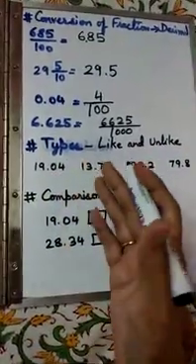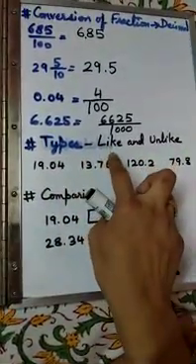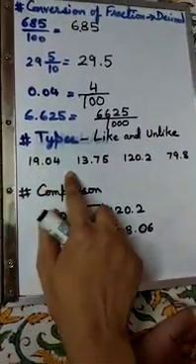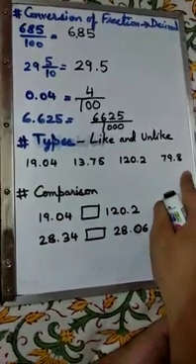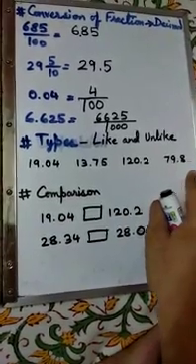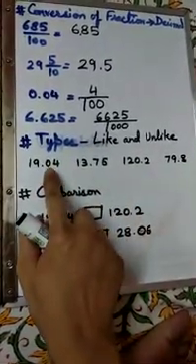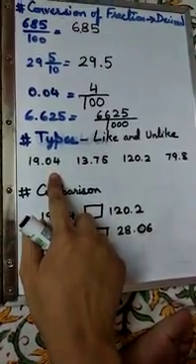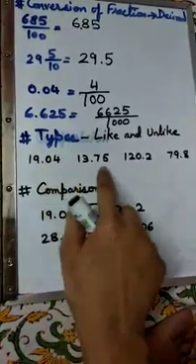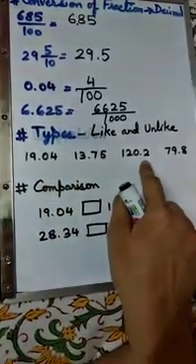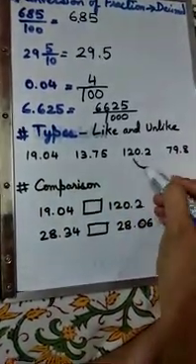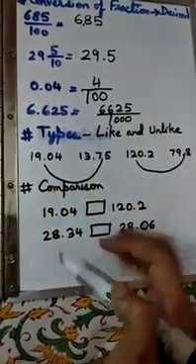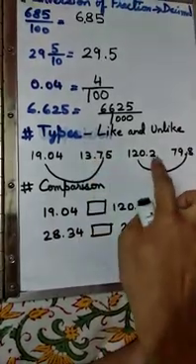What are the types of decimals? Decimals are like and unlike. What are like and unlike? See, 19.04 and these three numbers are decimal numbers. The decimal numbers which have the same number of decimal digits are called like decimals. For example, here 2 decimal digits, 1 decimal digit, 1 decimal digit. So these two are like decimals, but these two are not like decimal numbers.